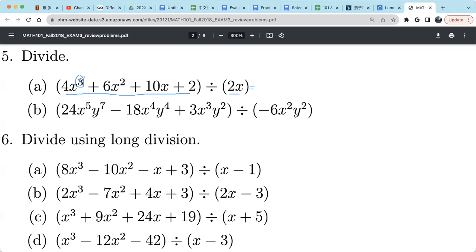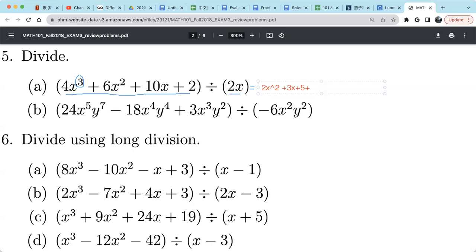So we do 4x cubed divided by 2x. Well, we know 4 divided by 2, we get 2. X cubed divided by x, that's x squared. Then 6x squared divided by 2x, 6 divided by 2, that's 3. X squared divided by x, that's just x. 10x divided by 2x, 10 divided by 2, that's 5. X divided by x becomes 1.